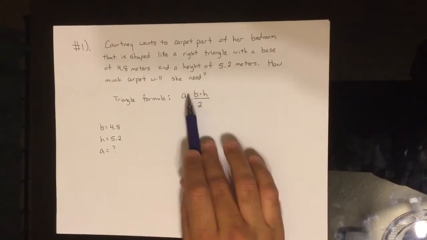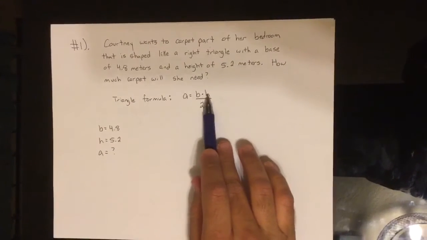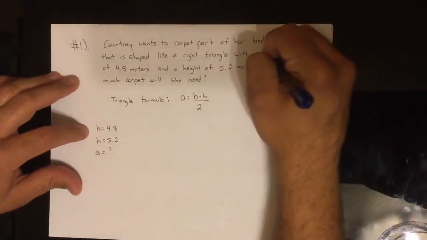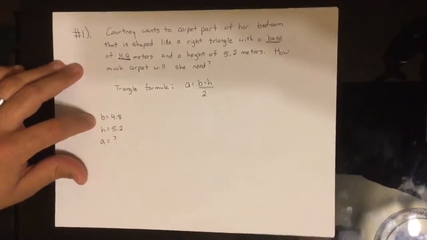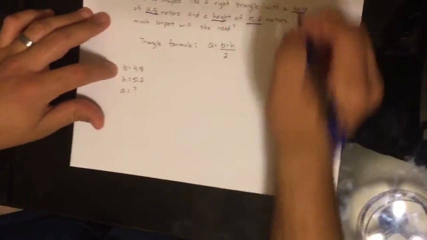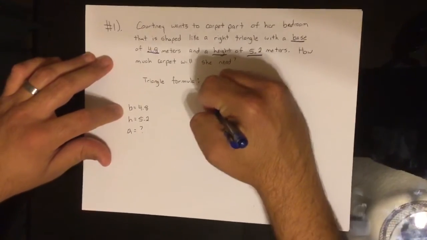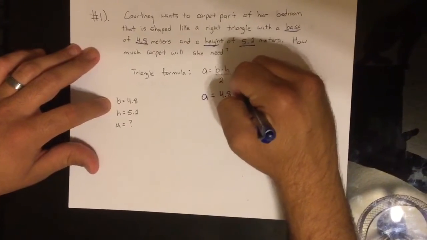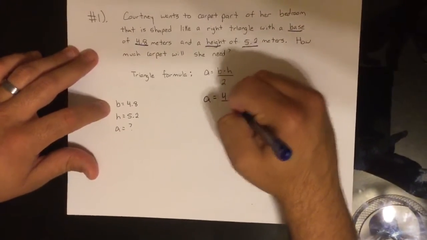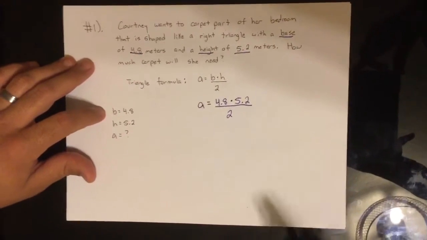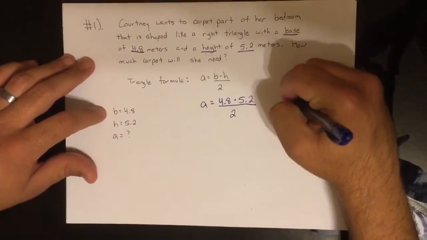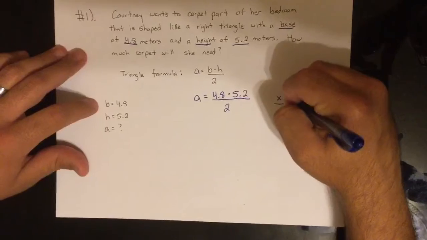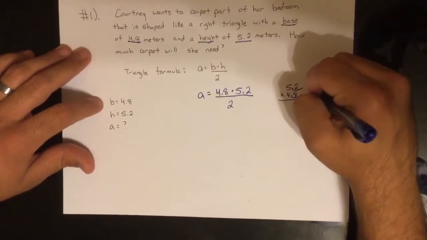Well, it gives you the formula that the area is equal to the base times the height divided by 2. Well, in the reading, it gives me a base of 4.8 meters and a height of 5.2 meters. So let's plug it in. My base is 4.8 times my height of 5.2, and then we will divide by 2. Well, guys, we need to multiply first. So 5.2 times 4.8. Start by moving the decimals to the back, so that is 2 total movements.